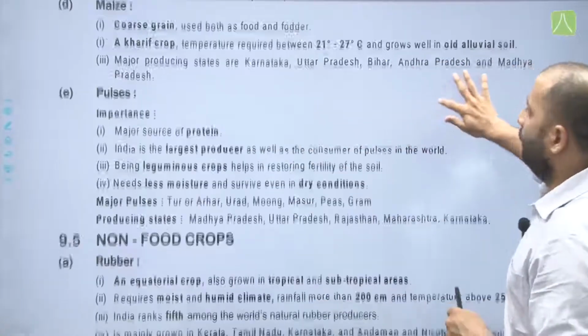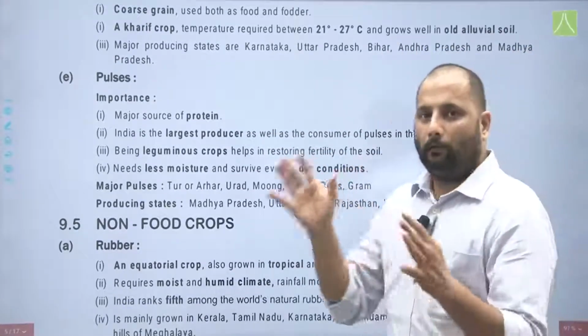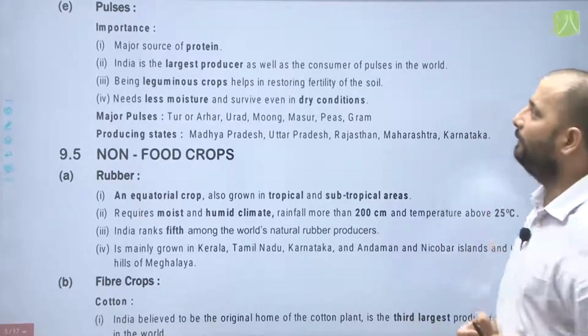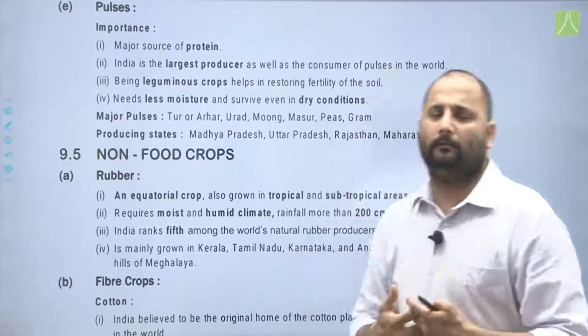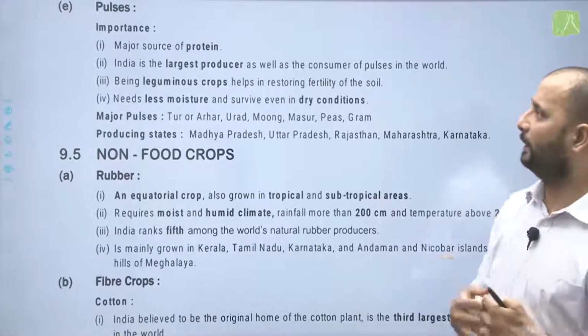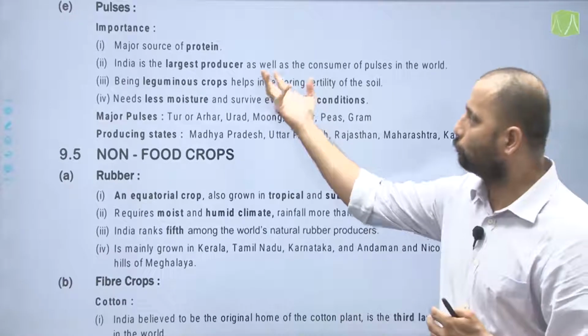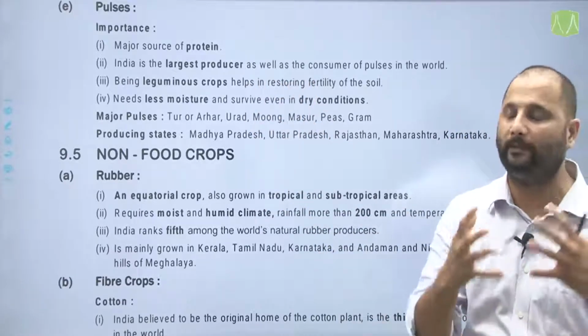Okay. Major producing states are Karnataka and Uttar Pradesh. Next, pulses. Pulses are the dal which we eat, and because India is a majorly vegetarian country, pulses become a major source of protein.